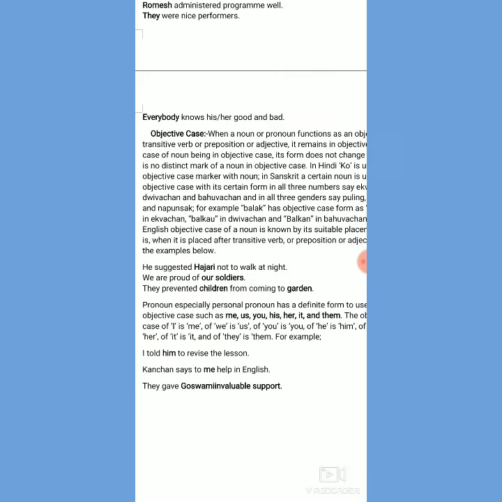So we can say that Hajari, our soldiers, children and garden are all objects, but they are all nouns which have been used as objects in the sentences. We cannot make any mistake here, because Hajari may be a subject also, our soldiers may be a subject also, children may be a subject also, and garden may be a subject also. So in the form as such, there is no change. Yes, there is a marker in Hindi for the object, like ko.